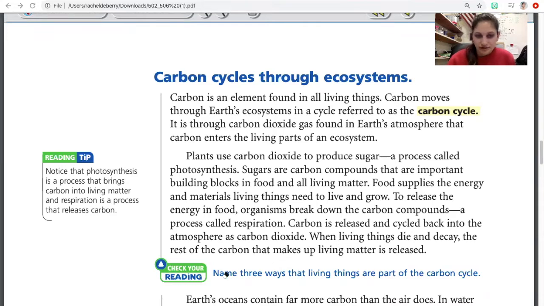So now let's try to check your reading. Name 3 ways that living things are part of the carbon cycle. So take a second, think about that for me.